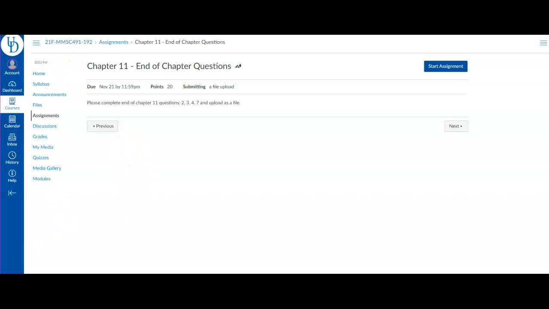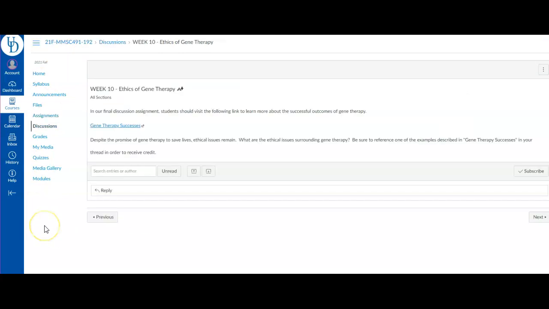The next thing you want to be able to do from here will be the last week 10 discussion on ethics of gene therapy. You're going to follow this link, read more about successful outcomes of gene therapy, and add to your discussion board.